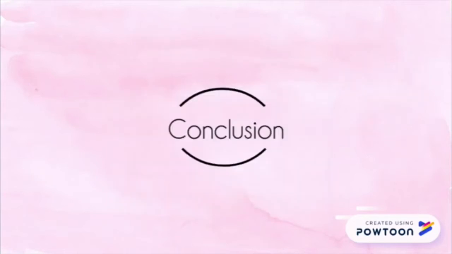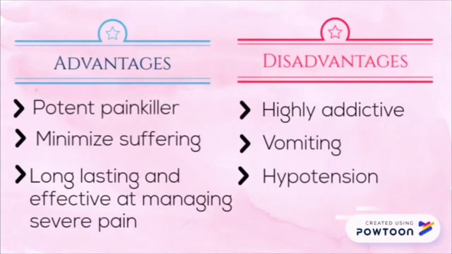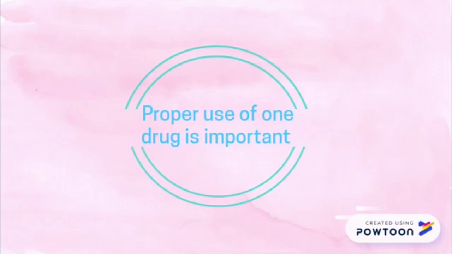As we can see, there are some advantages and disadvantages of taking morphine as a drug. The advantages of morphine include potent painkiller, minimized suffering, and long-lasting and effective at managing severe pain. The disadvantages of taking morphine as a drug include highly addictive, vomiting, and hypotension. So remember that proper use of one drug is really important.